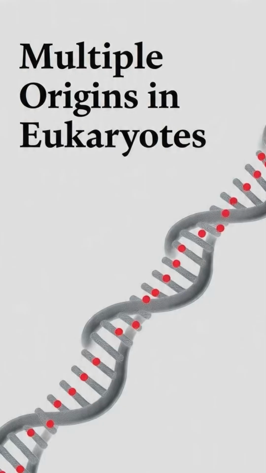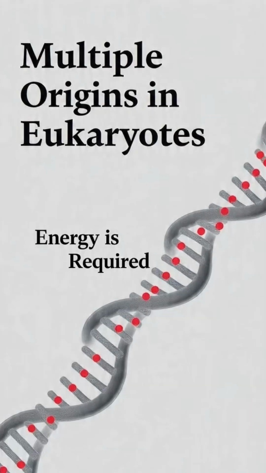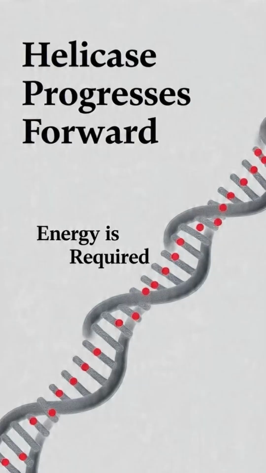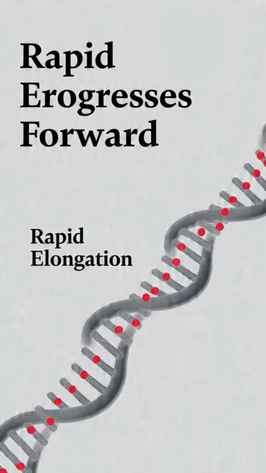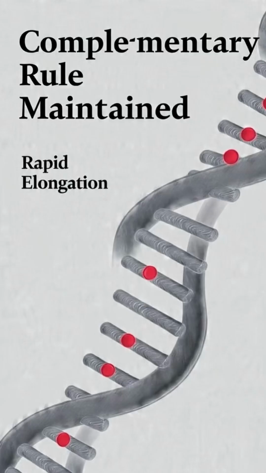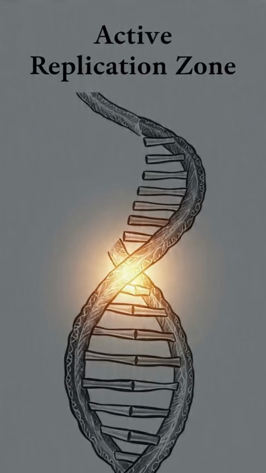Energy molecules near enzymes. ATP is required for helicase and ligase function. Energy is required. Helicase moving forward. The cartoon helicase moves along the DNA continuously. Polymerase adding nucleotides. The new strand grows rapidly. Complementary base pairing maintained. AT and GC pairing is strictly followed. Replication fork glowing highlights the active replication site.